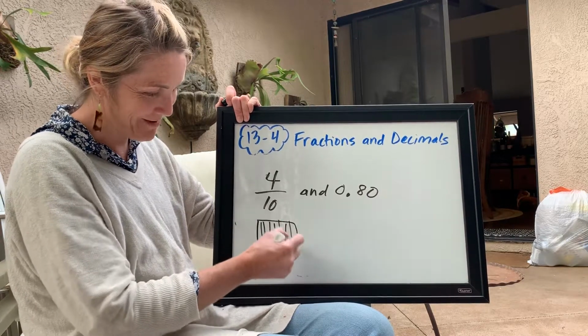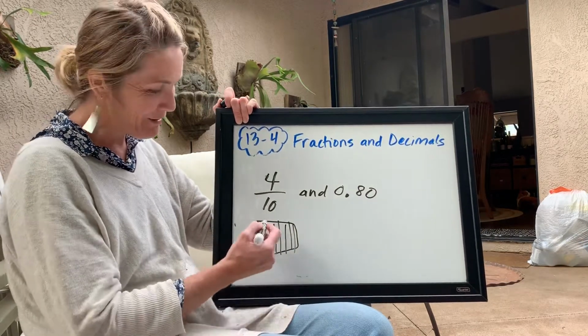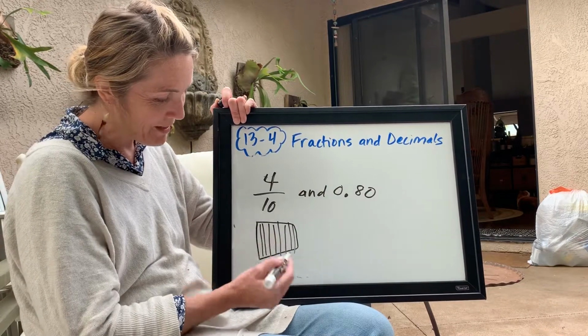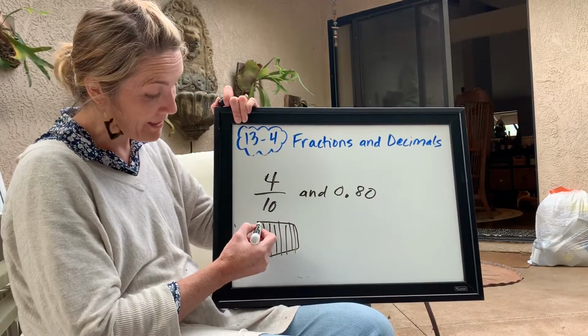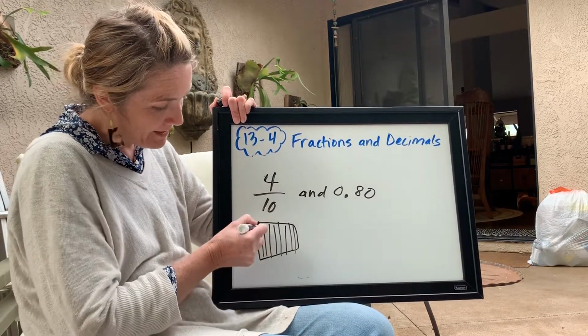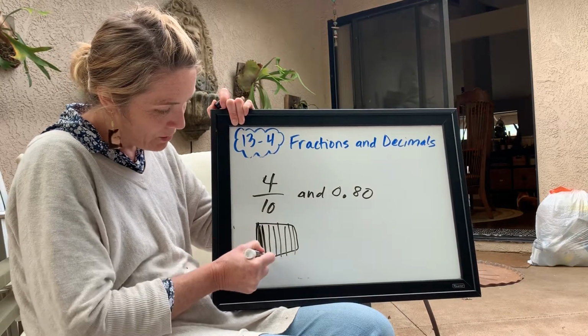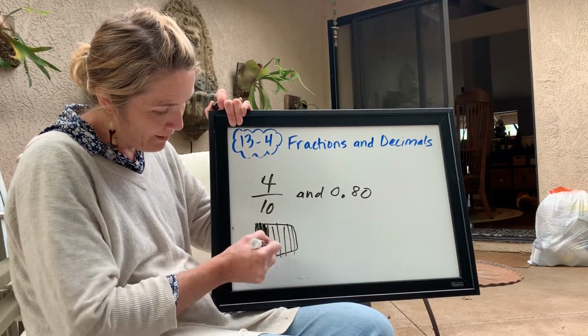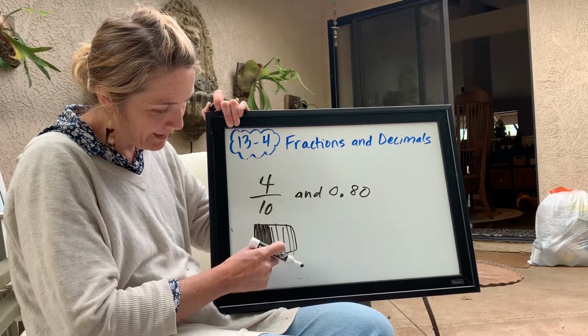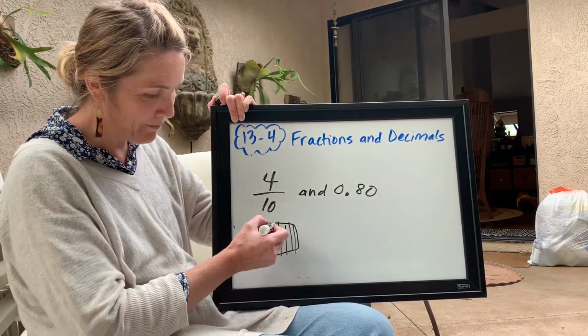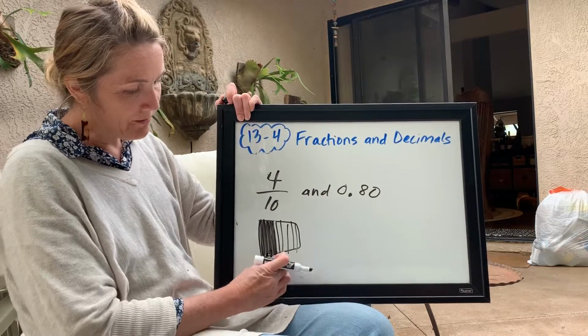My boxes look really bad when I draw them sideways, so I don't know if I have 10 spots in there. Pretend like I do for the sake of speed. And that means we're going to color 4 of these in. So there's 1, 2, 3, 4. So this is 4 tenths.